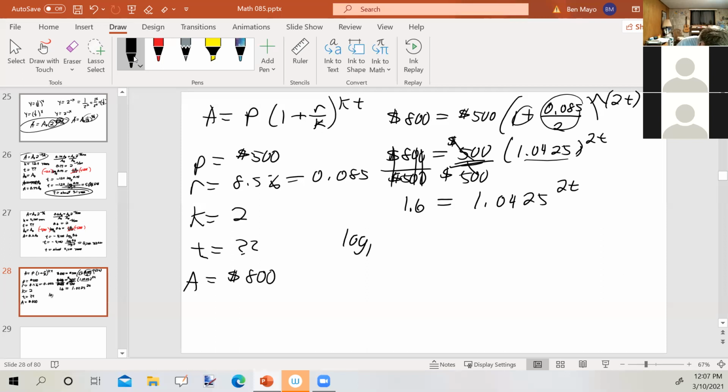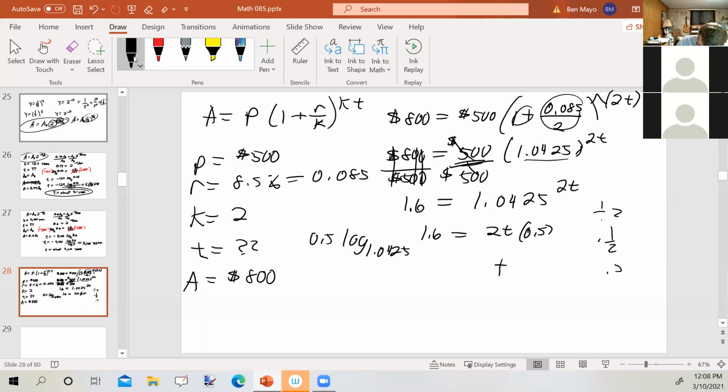So this is log base 1.0425 of 1.6 equals 2t. Now, to solve for t, I want to divide both sides by 2. Here's what I want to do with this, just to make it nicer to work with. Wouldn't dividing by 2 be the same thing as multiplying times a half? But isn't the half equal to 0.5? So what I'm going to do is multiply both sides by 0.5.